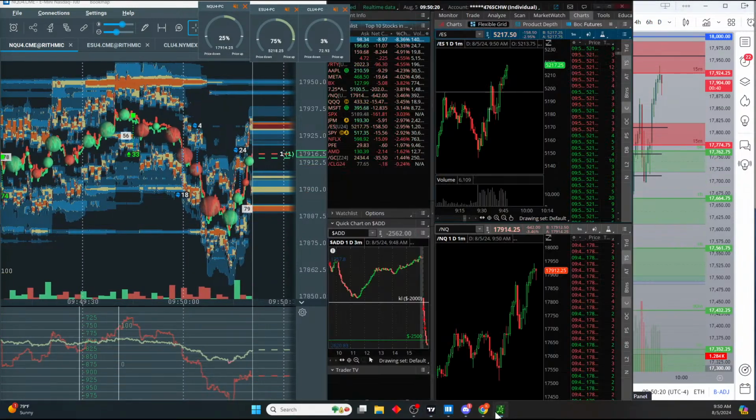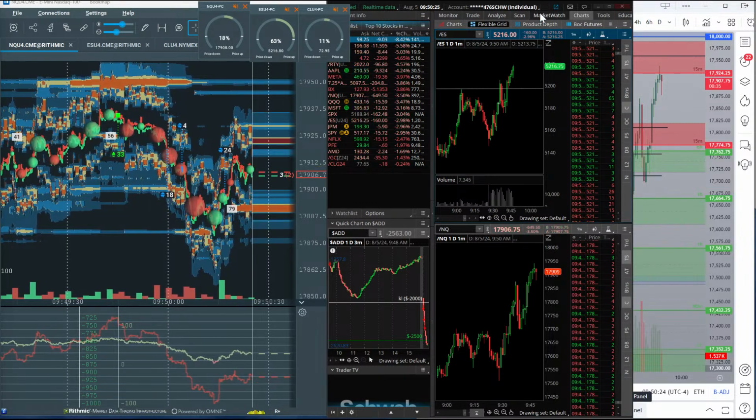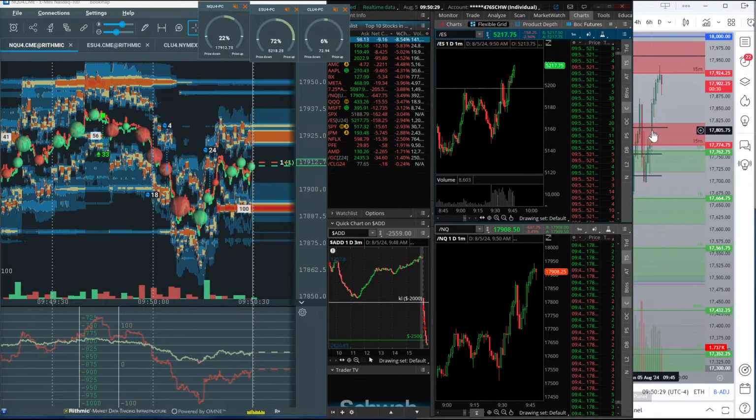Let's see. My TradingView, TOS, I should say. On TOS I could at least see ES and NQ right here. It just doesn't have my zones.